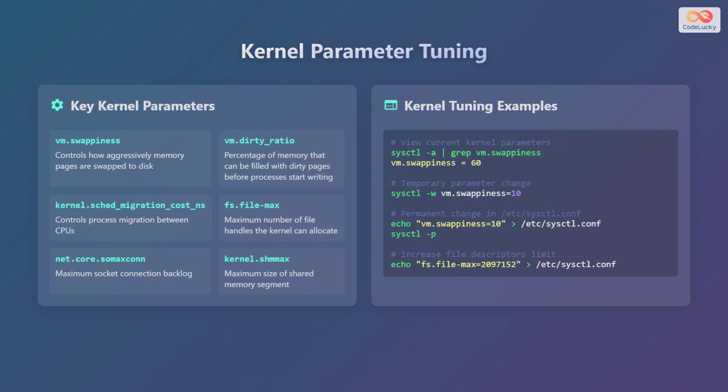As an example, to view current kernel parameters, use the command sysctl -a | grep vm.swappiness. To temporarily change a parameter, use the command sysctl -w vm.swappiness=10. To make a permanent change, add the line vm.swappiness=10 to the file /etc/sysctl.conf, and then run the command sysctl -p. To increase the file descriptors limit, add the line fs.file-max=2097152 to /etc/sysctl.conf.